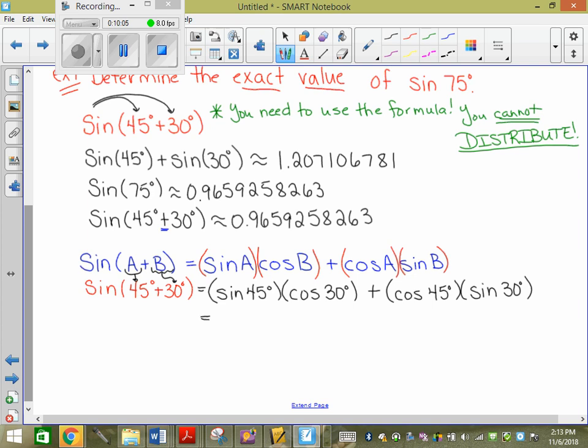Sine of 45. What's that? Root 2 over 2. It's y at 45. Cos of 30. What's that? Root 3 over 2. Plus cos of 45. Root 2 over 2. And sine of 30. A half.